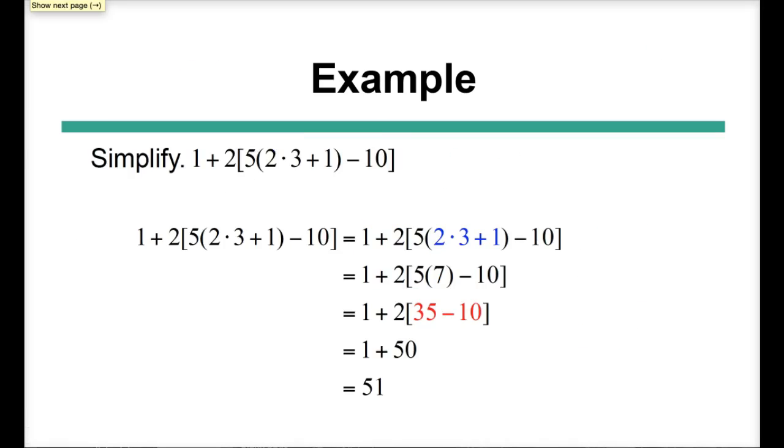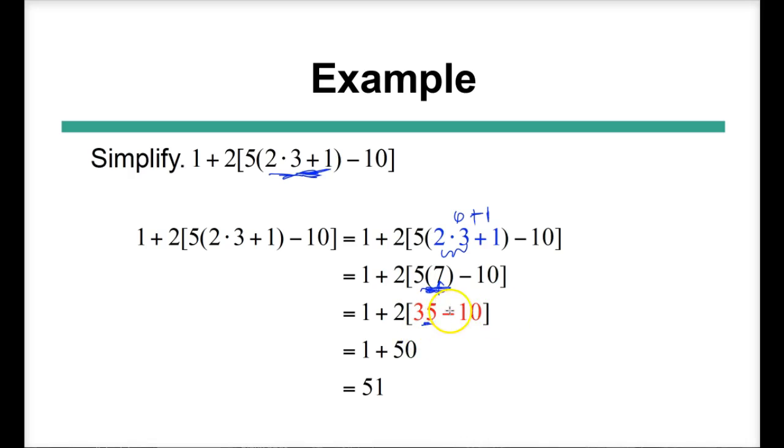All right, for the next one, we see that this one has a bunch of grouping symbols in it. And so the innermost expression here is this 2 times 3 plus 1. And so within here, we see that 2 times 3 is 6. And that 6 plus 1 is 7. So that's why you see the 7 there on the inside. And then from there, we know that 5 times 7 is 35.